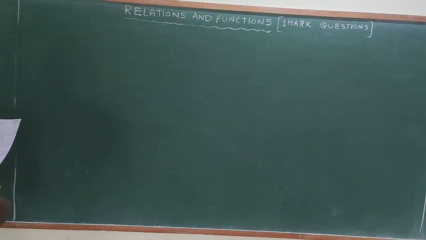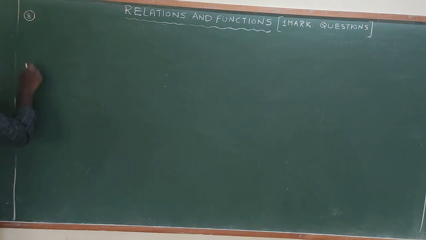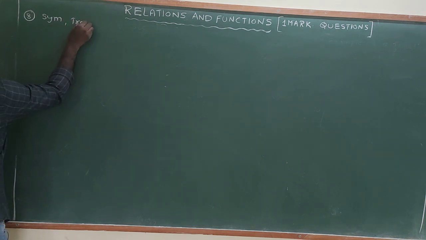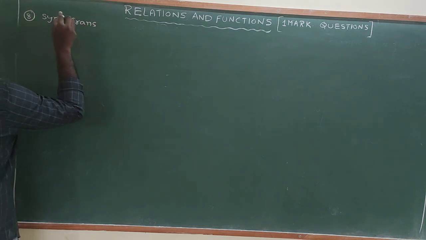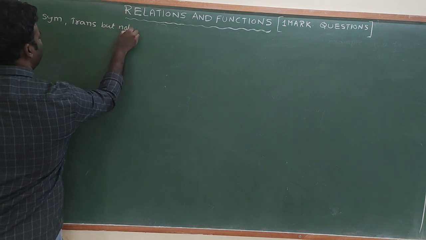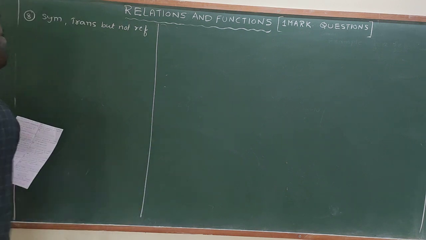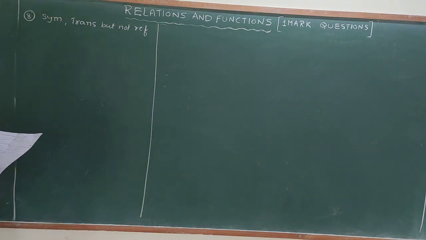Okay. Next, 8th question. The 8th question is, give an example of a relation which is symmetric, transitive, but not reflexive. Symmetric and transitive but not reflexive.